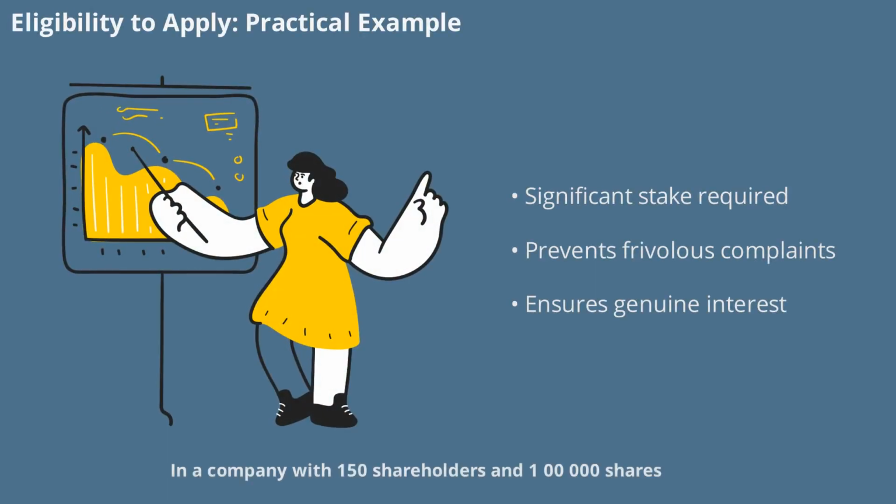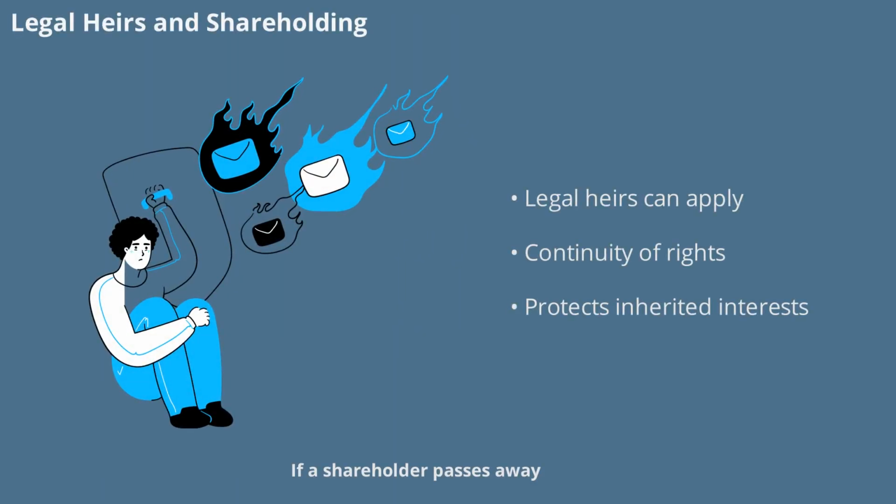In a company with 150 shareholders and 1,000,000 shares, at least 100 members or those holding 1/10 of issued share capital can apply to the tribunal. This ensures that only those with a significant stake can initiate legal action, preventing frivolous or malicious complaint. If a shareholder passes away, their legal heir can file an application with the tribunal, even if their name isn't yet on the register. This ensures continuity of rights and protects the interests of those who inherit shares.